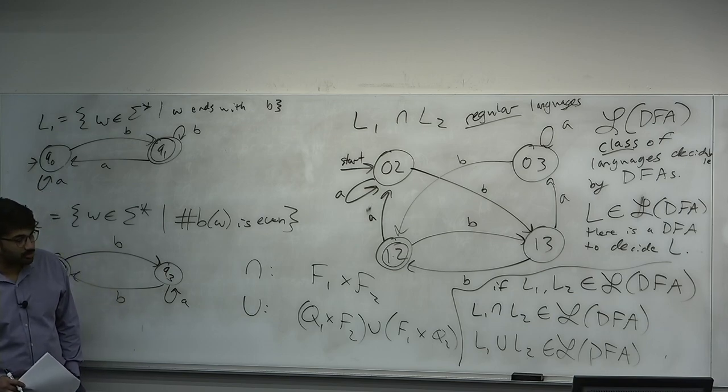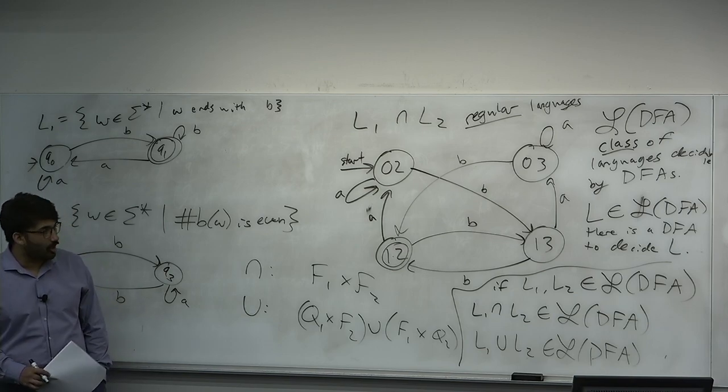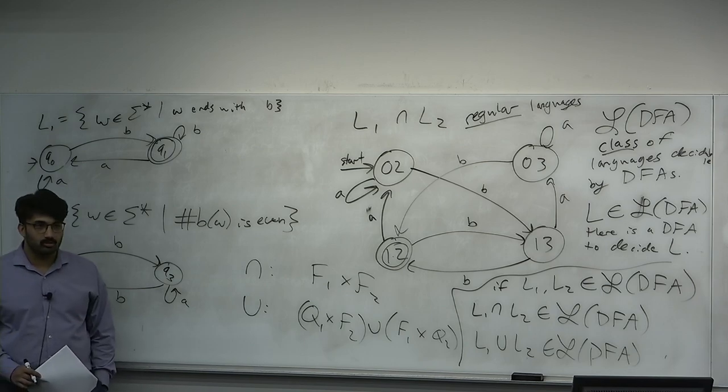Any questions on the Cartesian product construction? A little complicated, but I hope the example is clearer than the formal construction. It's usually how it goes.